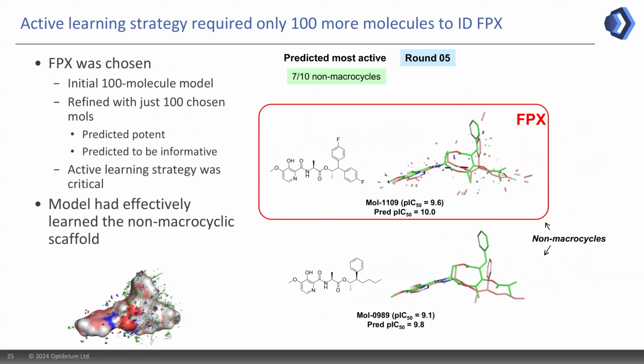By round 5, there are 7 out of 10 macrocycles that are predicted to be most active. And we have in fact chosen the desired commercial product, FPX, as one of those predicted to be most active. You can see the interaction sticks with the pocket field here, where these 2 hydrophobic pockets occupied by these fluorophenyl rings contribute greatly to the scoring of the predicted activity.